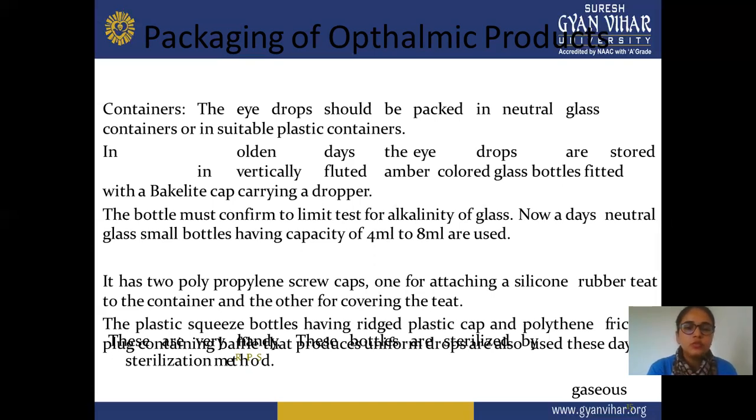Next, it has two polypropylene screw caps: one for attaching the silicone rubber teat to the container, and another for covering the teat. Means in this there are two screw caps instead of one. One of the two is mainly made of polypropylene, and the second attaches to the silicone rubber, which is mainly made of rubber that treats the container, and the other covers the teat. There are two coverings or two caps present in ophthalmic preparations.